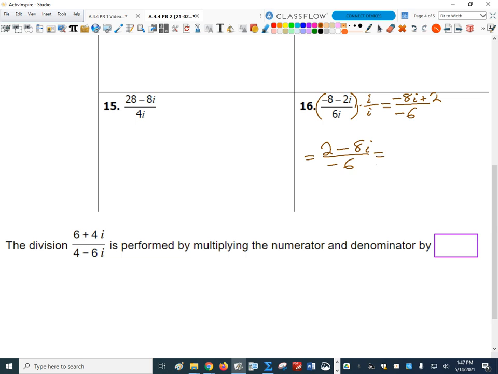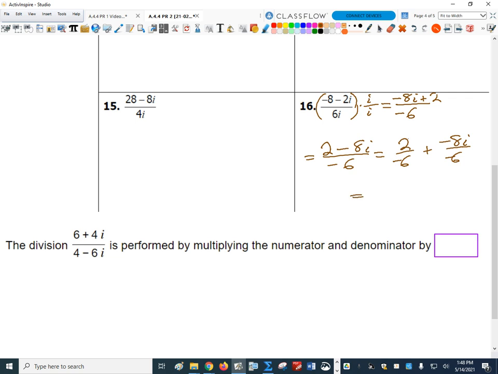So then we could split this up into separate fractions. We could write this as 2 over -6 plus -8 over -6 times i. Oh, you put i on the outside? You want to put the i with the 8? You could put the i with the 8. Okay, let's write it that way first. Either way is going to be correct. Let's write it that way initially, and then maybe we'll change it when we get things simplified.